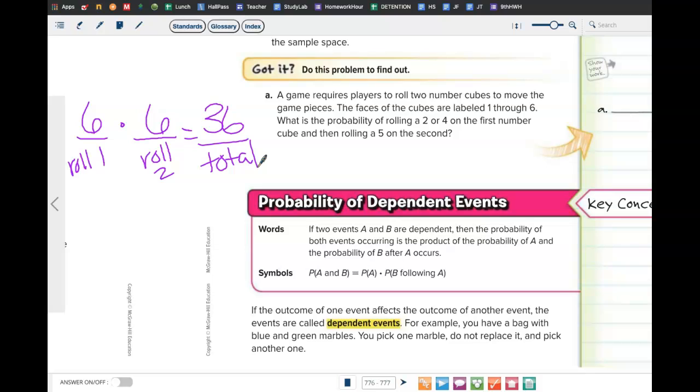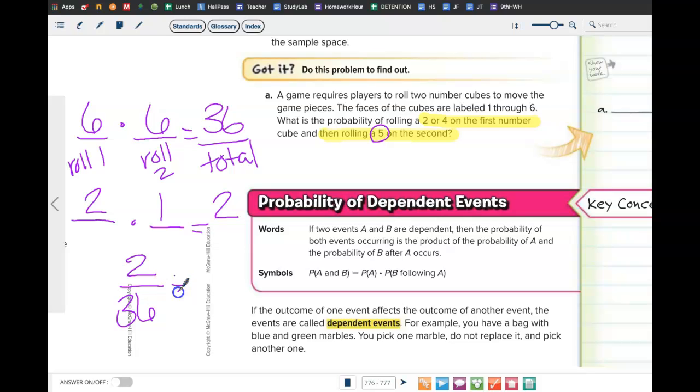We're trying to figure out the probability of rolling a 2 or 4 on the first number cube and then rolling a 5 on the second. On roll 1, I have the option of a 2 or 4, and there are 2 options on a dice that are 2 or 4. Times, on roll number 2, I only want a 5, so there's only one option on a dice that is 5. Therefore, 2 times 1 is 2, and there are 2 out of 36 options for that probability.